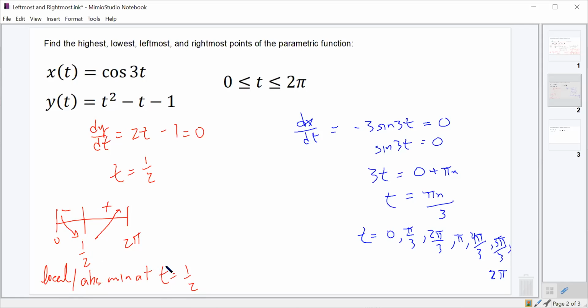We'll find the points this time. I know we didn't on the first one, but we'll find them this time. And now we need 0, we need 2 pi, pi over 3, 2 pi over 3, pi, 4 pi over 3, and 5 pi over 3. Good or no?